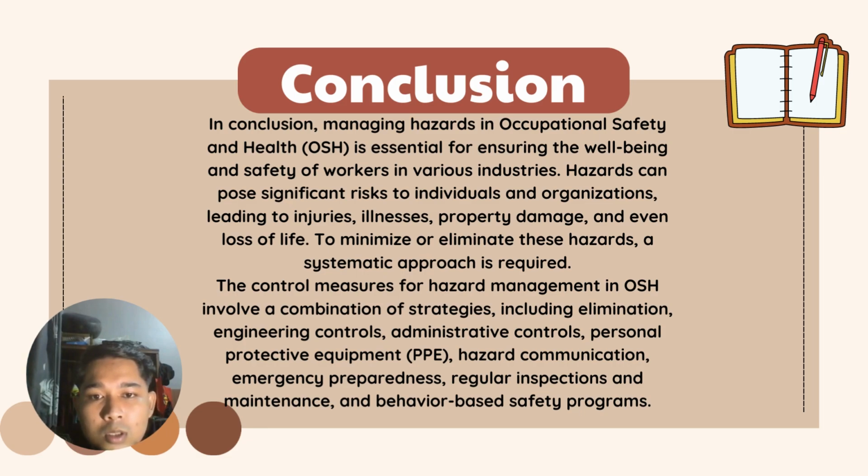The control measures for hazard management in OSH involve a combination of strategies, including elimination, engineering controls, administrative controls, and personal protective equipment (PPE). Other than that, hazard communication, emergency preparedness, regular inspection and maintenance, and lastly, behavior-based safety programs.